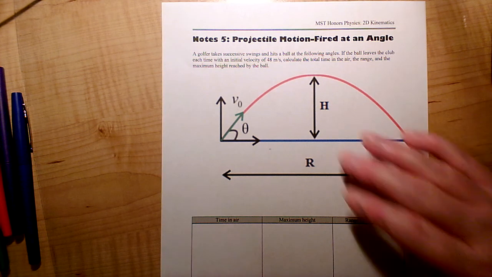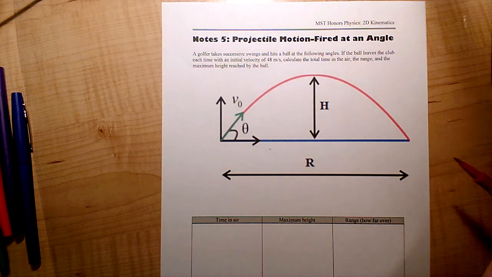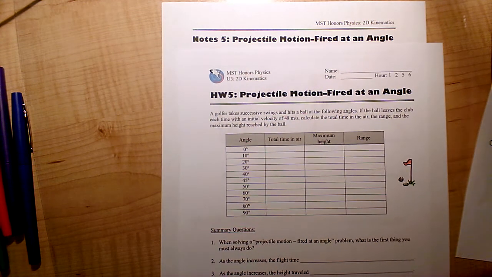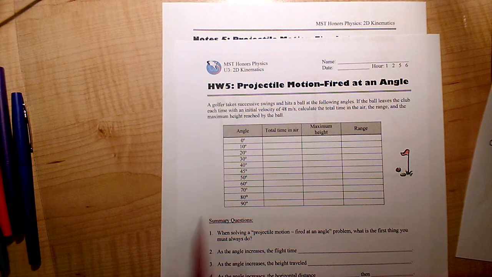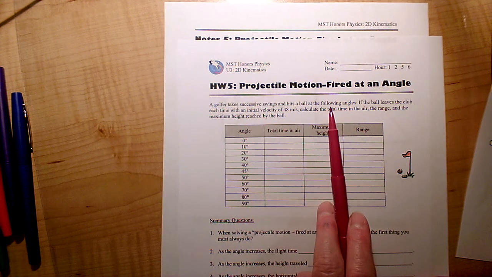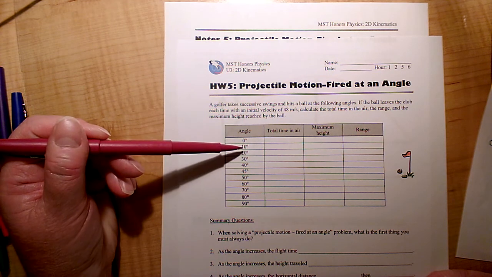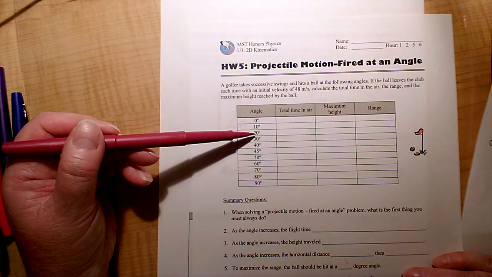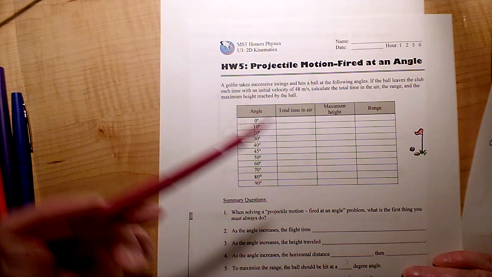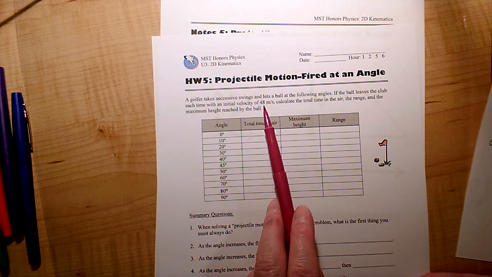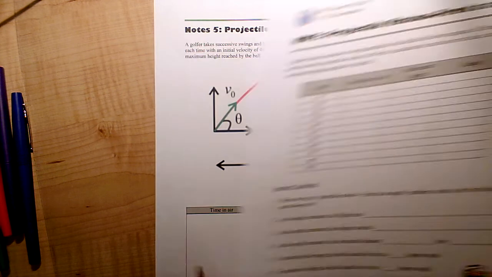As we learn how to tackle this topic, we are going to do what I call a golf ball problem. This goes along with the homework assignment here. It says a golfer takes successive swings and hits a ball at the following angles. Like at some point he hits the golf ball at a 10-degree angle, meaning that this theta is 10. Sometimes it's 20, 30, 40, all the way up to 90. If the ball leaves the club each time with a velocity of 48, calculate whatever.